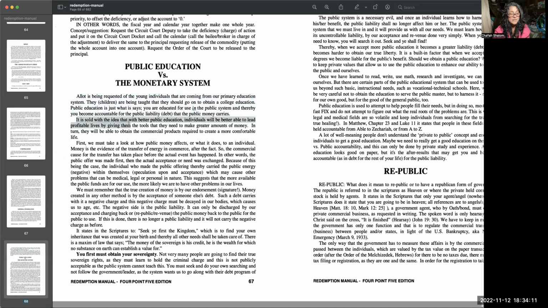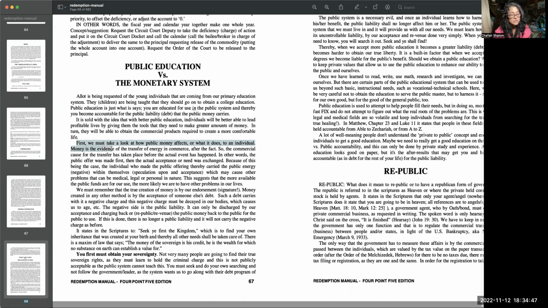It is sold with the idea that with better public education, individuals will be able to lead profitable lives by giving them the tools that they need to make greater amounts of money. In turn, they will be able to obtain the commercial products required to create a more comfortable life. First, we must take a look at how public money affects, or what it does to an individual.